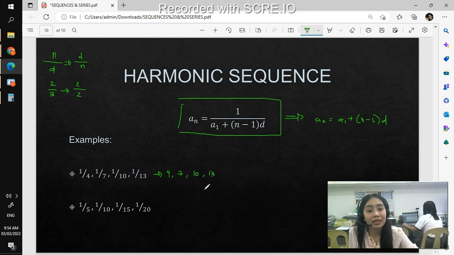So you check if this is arithmetic. 7 minus 4, that's 3. 10 minus 7, that's 3. 13 minus 10, that is 3. Now, it's an arithmetic sequence, hence this sequence is harmonic.